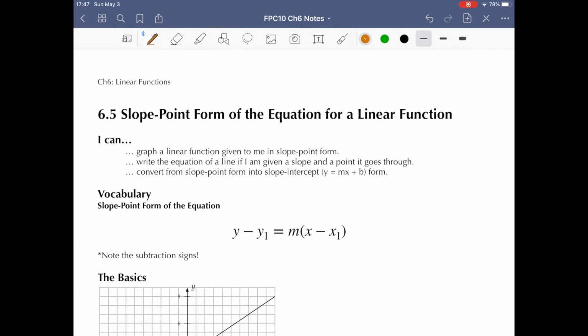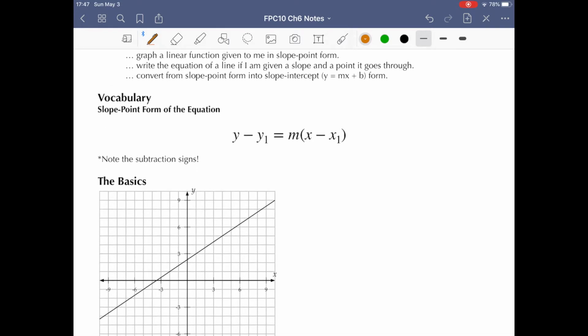This is one of those few times where we don't go reverse. You're only going to go from slope point form into slope intercept form. You're not going to go from slope intercept to slope point form. All right, so let's take a look at the vocabulary and the basics.